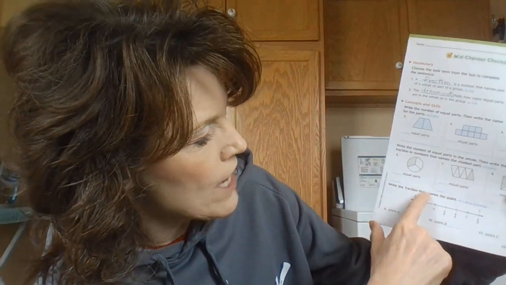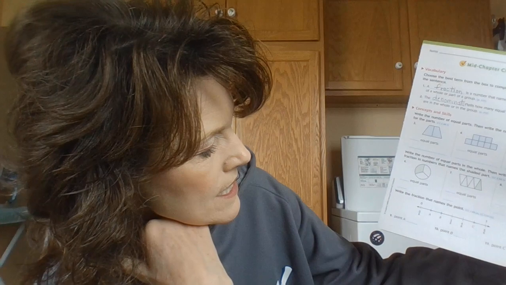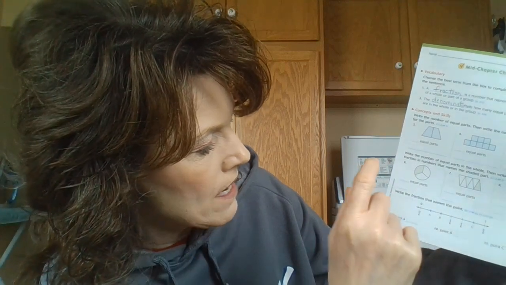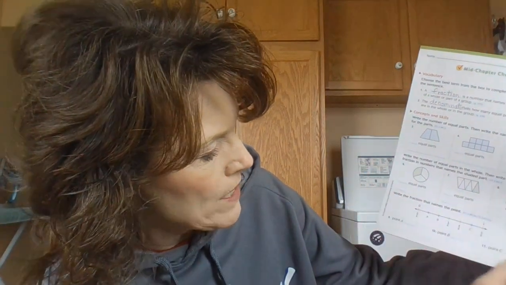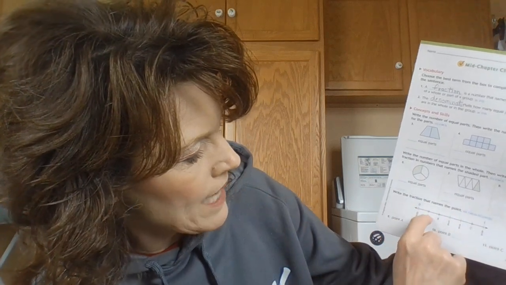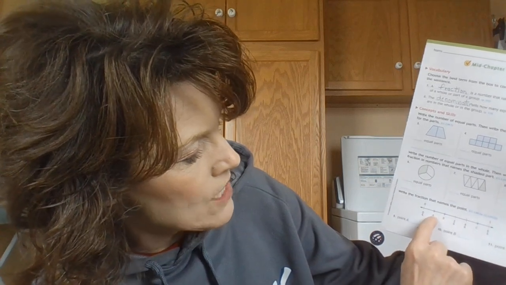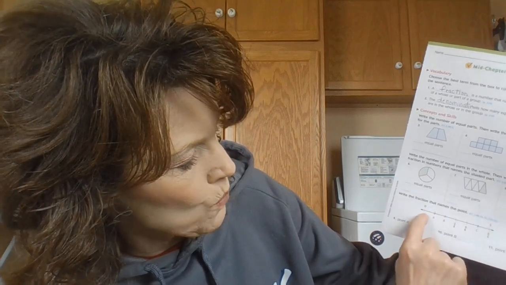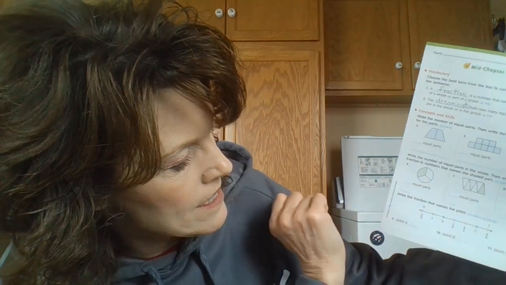This one says write the fraction that names the point. Okay, so you'll do point A, point B, and point C. So obviously it's going to be in sixths, and you're going to have to count. For instance, A is going to be 1/6 because it's right past the 0, 1/6. Then, on the back, there are some word problems for you. I will scan and email the key to this tomorrow.